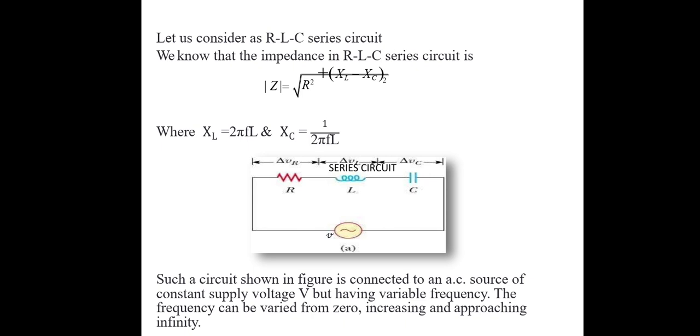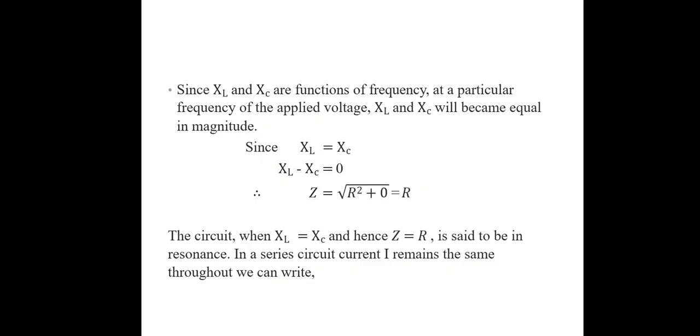In this circuit, we have to understand the parameters. XL and XC are functions of frequency, because XL equals j omega L, which is j 2 pi FL. The inductive reactance is proportional to the frequency, and similarly the capacitive reactance is inversely proportional to the frequency, because XC equals 1 by 2 pi FC. At a particular frequency of the applied voltage, XL and XC become equal in magnitude. So XL equals XC. This is the condition for resonance. Therefore XL minus XC equals 0.